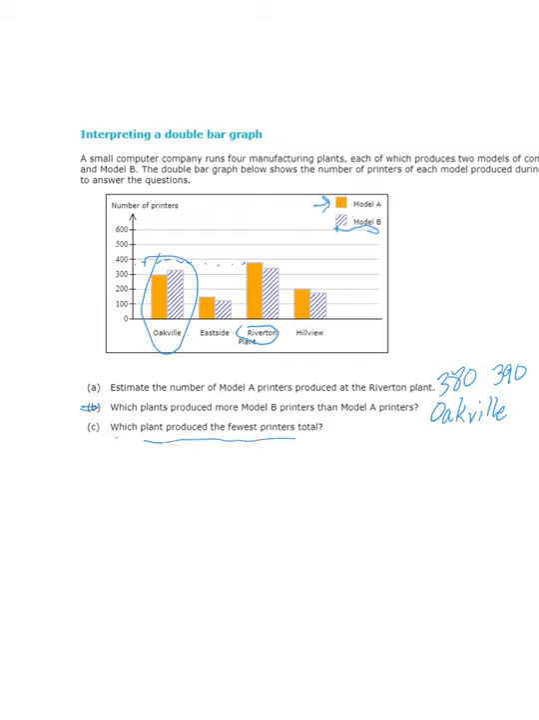Which plant produced the fewest printers total? Okay, so definitely going to be between these two guys. This looks like it's definitely got the two smallest batches. Just want to be careful here on something like that. One may be real tall and one real small. They'd cancel each other out a little bit. But in this case, it looks like east side is definitely the answer to this question. And boom. So we're just giving a graph, answering some questions about it.